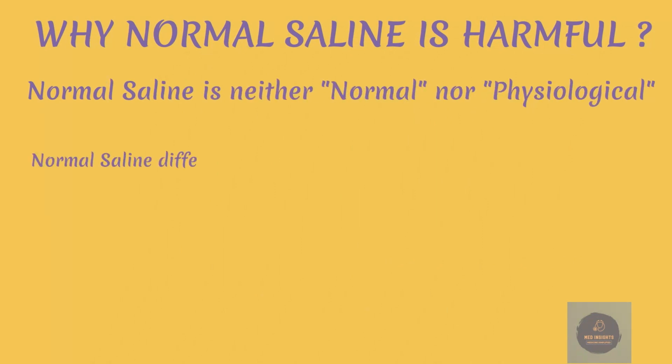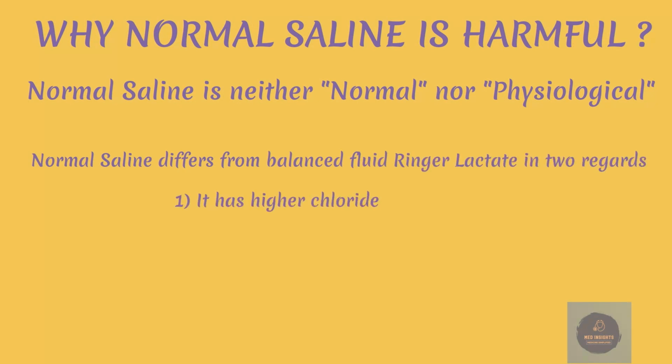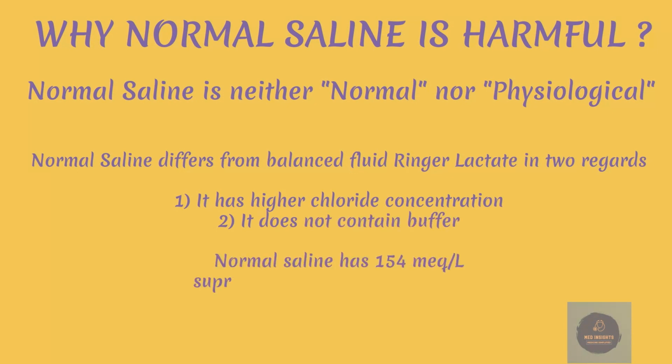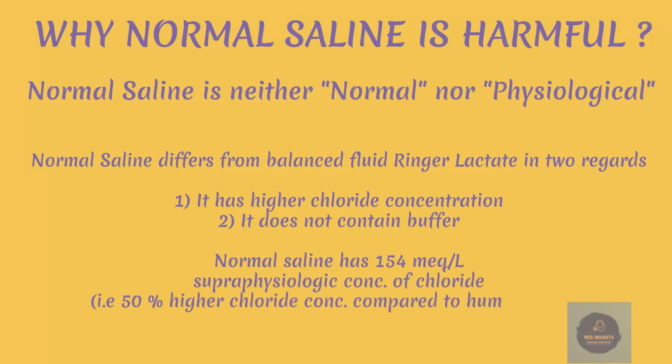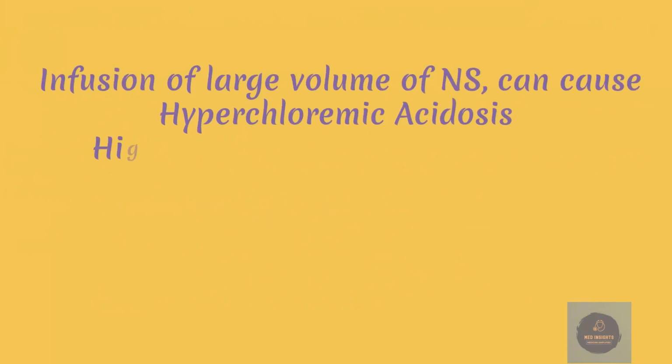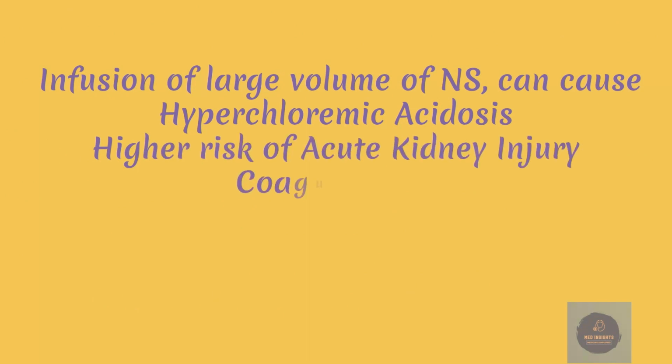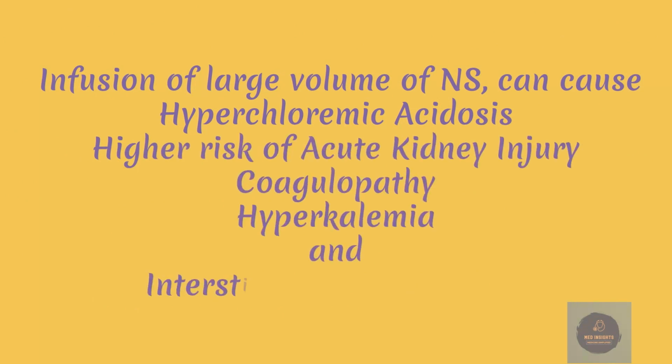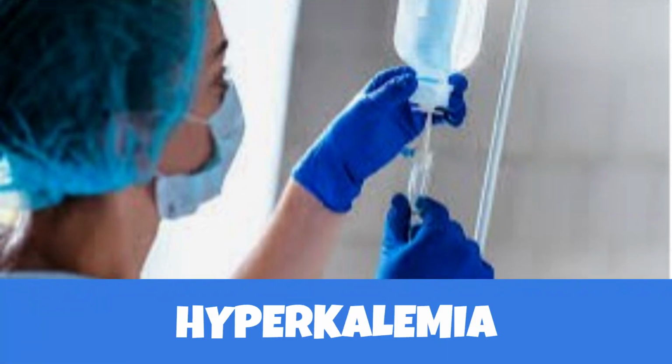Normal saline differs from balanced fluid Ringer lactate in two regards. 1. It has higher chloride concentration. 2. It does not contain buffer. Normal saline has 154 milliequivalents per liter, a supraphysiologic concentration of chloride, that is 50% higher chloride concentration compared to human serum. Infusion of large volume of normal saline can cause hyperchloremic acidosis, higher risk of acute kidney injury, coagulopathy, hyperkalemia, and interstitial fluid retention. Now we will see mechanism of hyperkalemia and acute kidney injury due to normal saline.